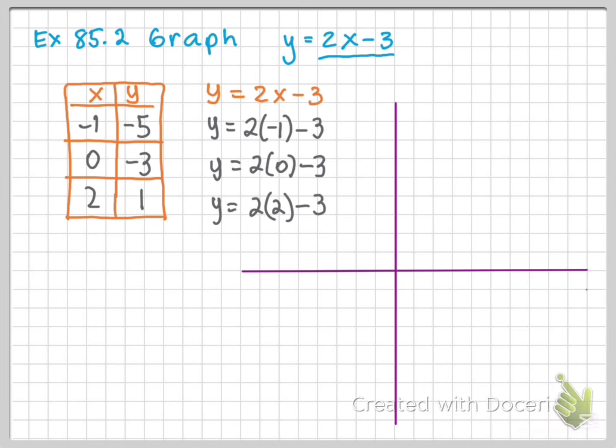Okay? Now we're going to graph these things in the coordinate plane. And so we have negative 1, negative 5, which is negative 1 is here, and 1, 2, 3, 4, 5. And that's our point. Then 0, negative 3, we don't move left or right, we just move down. And the last point is going to be 2 and 1 up. So 2 to the right and 1 up. And notice that those 3 points are in one line.